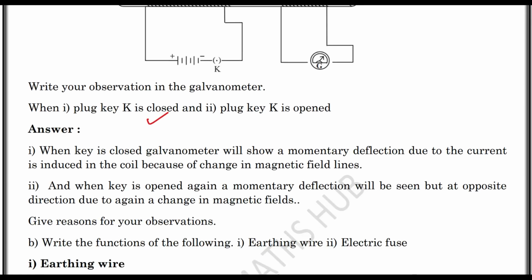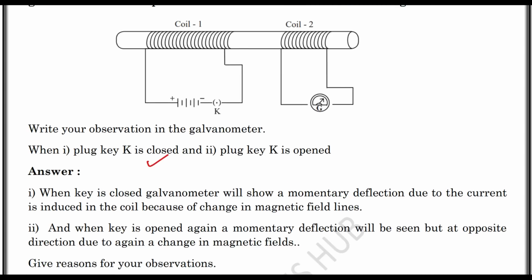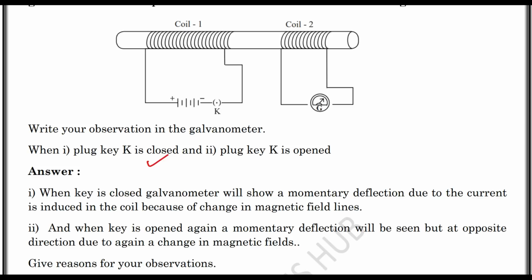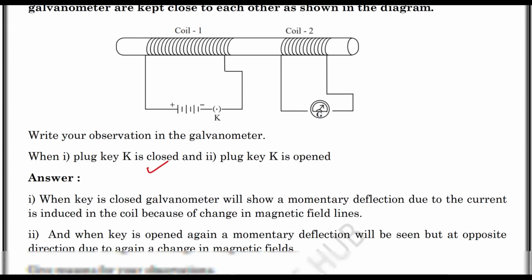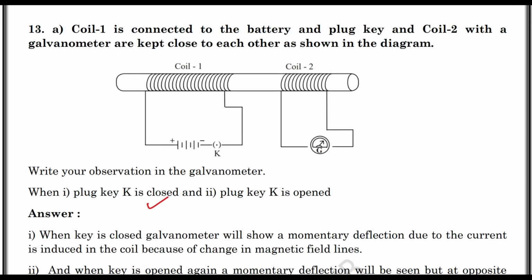The current flows, right? Why does the current flow? Because there is a change in the magnetic field in coil 1. When the key is closed, the galvanometer will show a momentary deflection due to the current induced in the coil because of the change in the magnetic field. In the same way, when the key is opened, again a momentary deflection will be seen, but in the opposite direction due to the change in the magnetic field. Whenever there is a change in the magnetic field, a current is induced.